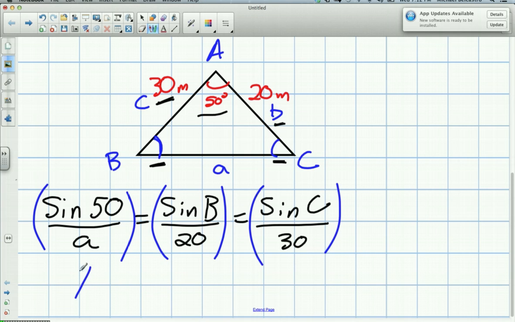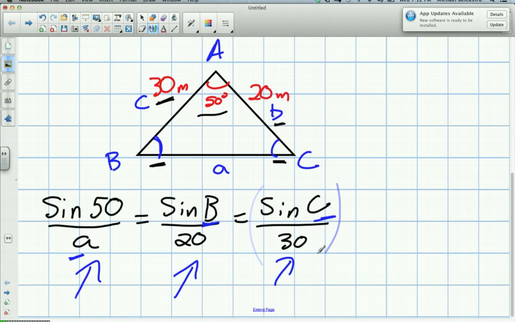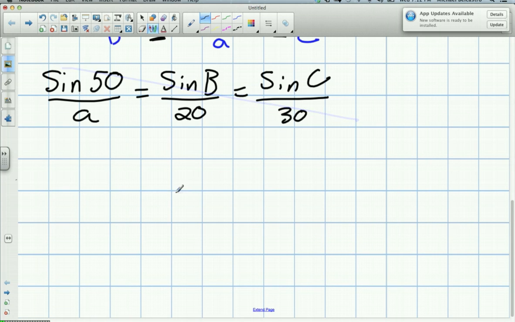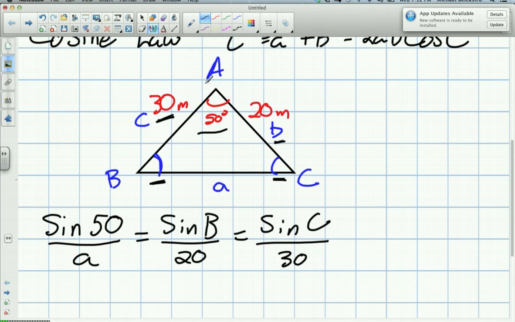In this case, the reason we can't use it is none of these 3 ratios are complete. There's a variable involved in each one. I can't do this unless I have one full set of ratio. So because I don't have a full set of ratio, I can't use sine law for this. I need to have a full set of ratio, which means then I must be able to use my cosine law by deduction.